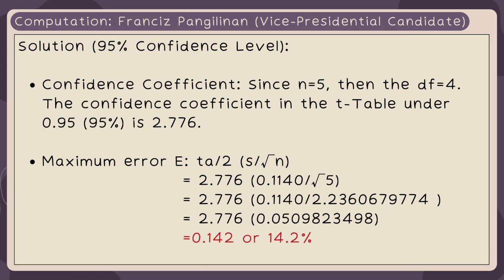2.776 quantity 0.114 over the square root of 5. 2.776 quantity 0.114 over 2.23606797. 2.776 quantity 0.0509823498. Then, 2.776 times 0.0509823498, the answer is 0.142 or 14.2%.